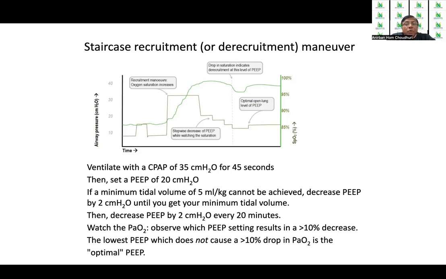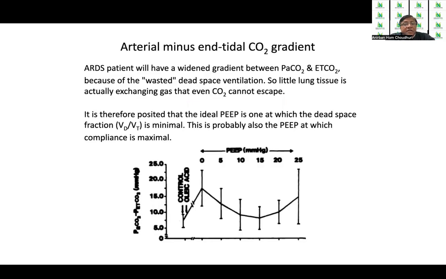The lowest PEEP which does not cause a greater than 10% drop in the PaO2 is the optimal PEEP. Now, this will require more elaborate understanding, but it will give more clearly the results. Next is looking into the arterial minus end tidal CO2 gradient. ARDS patients will have a widened gradient between PaCO2 and EtCO2 because of wasted dead space ventilation. So little lung tissue is actually exchanging gas that even the CO2 which is accumulating is unable to escape.